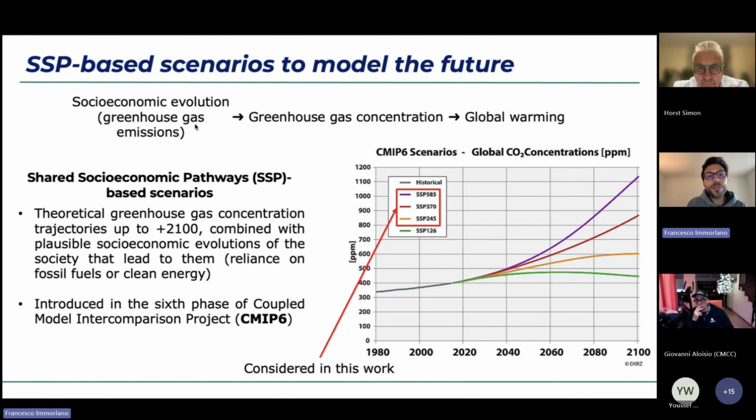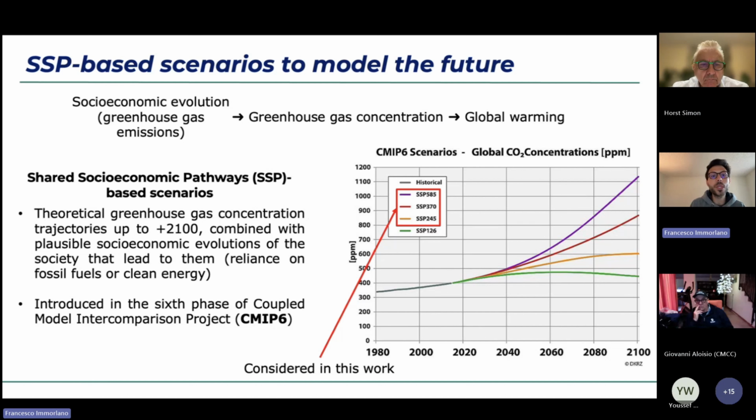That's why climate models are fed with some scenarios based on the so-called shared socioeconomic pathways that are greenhouse gas concentration trajectories described up to 2100 and linked to plausible and realistic ways in which the society might evolve. For instance, going from SSP 126, which is the best case scenario that describes a world where there will be strong mitigation strategies and shifts toward clean energy, so a cut in greenhouse gas emissions, up to the worst case scenario, which is the SSP 585, that describes a world where the economy will still be heavily based on fossil fuels and with a corresponding very high greenhouse gas emissions.